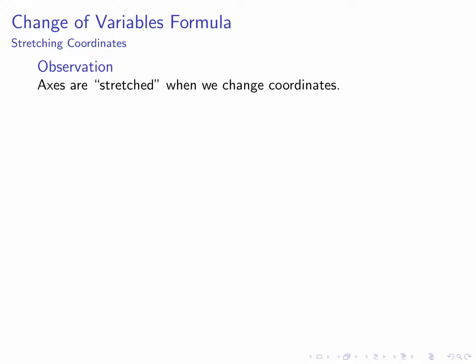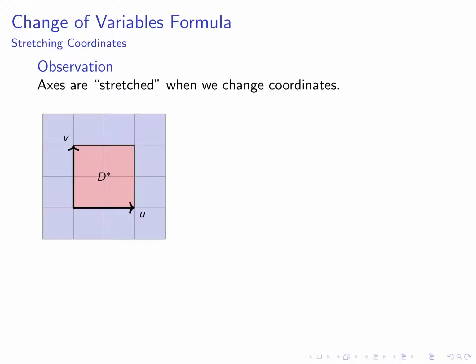So let's talk about how we can get around this issue. The problem that we're encountering is that when we change coordinate systems, we're actually stretching our axes. So in our first example where we changed coordinates to integrate over a square rather than a parallelogram, we saw that the calculation we ended up doing gave us the answer, but we were off by a factor of the area of the region. So let's take a closer look here.